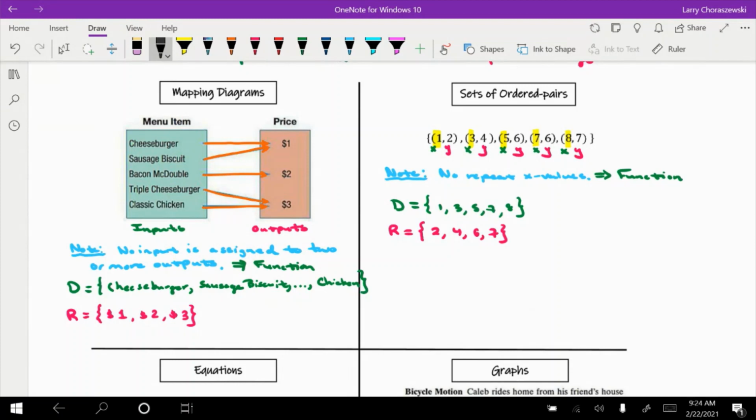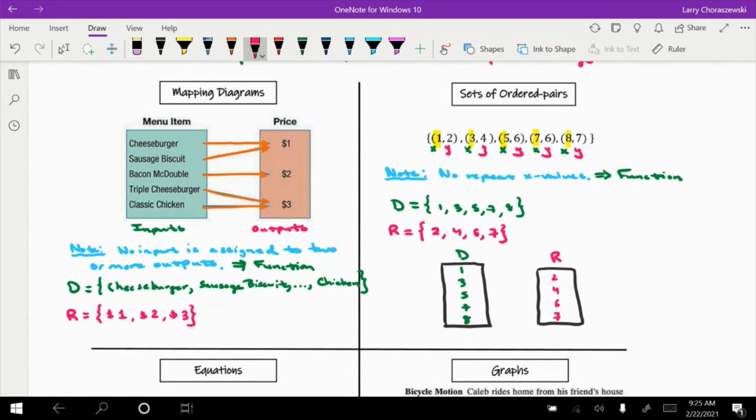Now I want to let you know that it is possible to create a mapping diagram for a set of ordered pairs. I'll show you how to do that real quickly. I'm going to try to emulate the mapping diagram that was towards the left here. I'll have a box for the inputs and a box for the outputs. And in this left box, I'm just going to write out all the numbers of the domain, going from top to bottom, 1, 3, 5, 7, and 8. Okay, that would be our domain, so I'll put D there. And then our range would consist of the numbers 2, 4, 6, and 7.